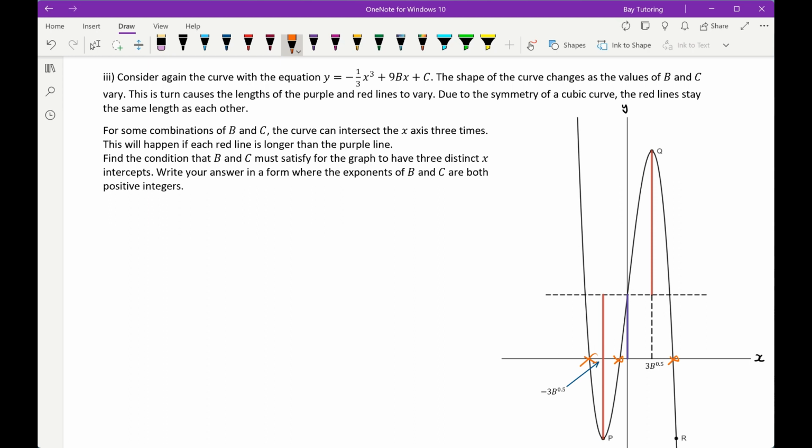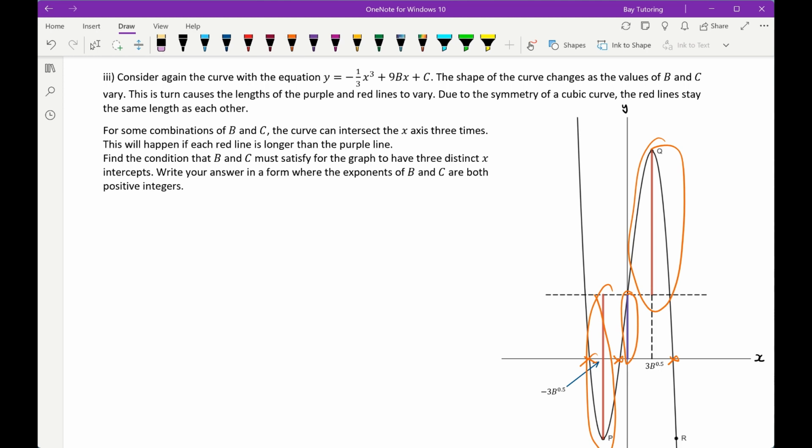A cubic will always have at least 1 x-intercept. But we're interested specifically in combinations of b and c where the curve will intersect the x-axis 3 times. This will happen if each red line is longer than the purple line, which, as you can tell, those red lines are much longer than the purple line.